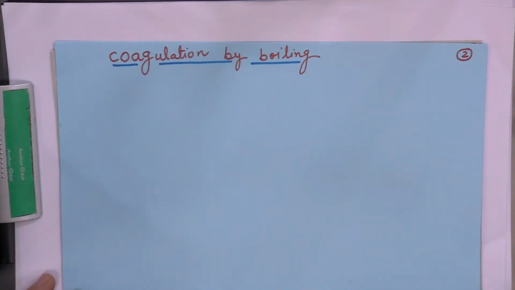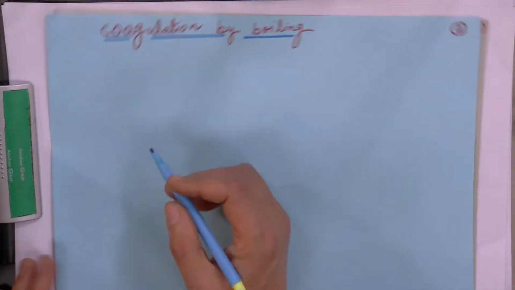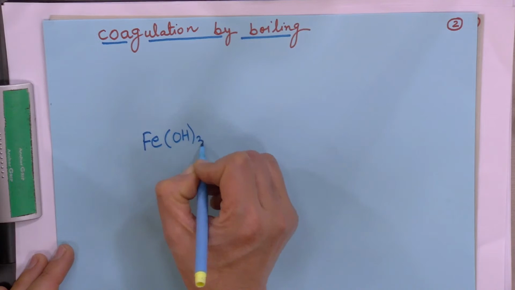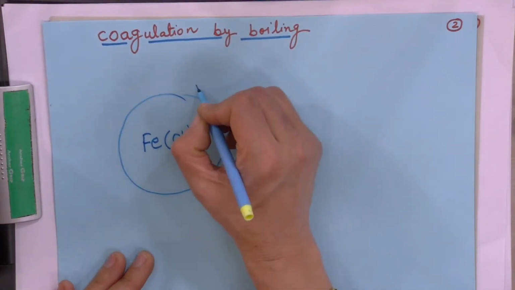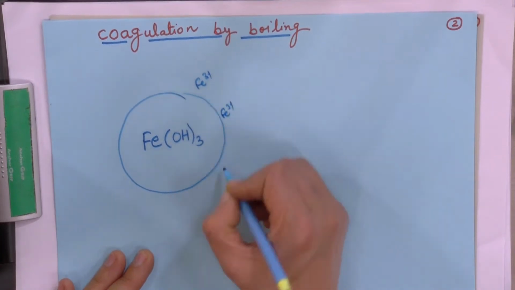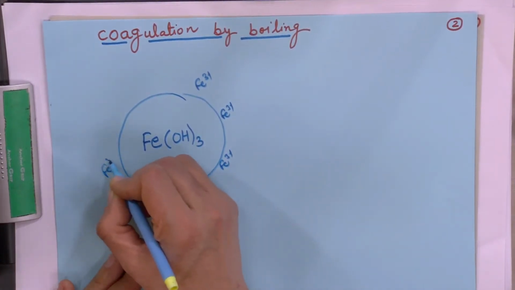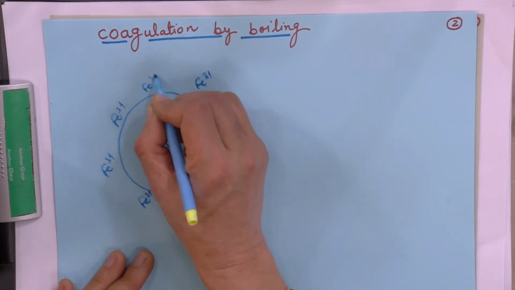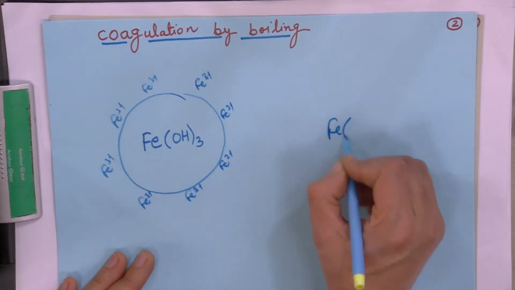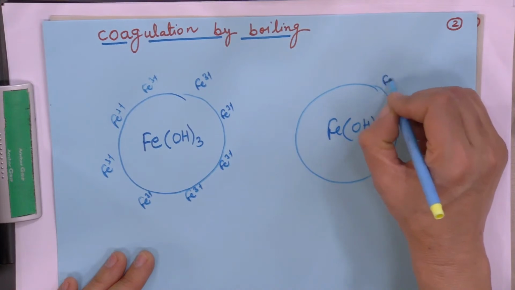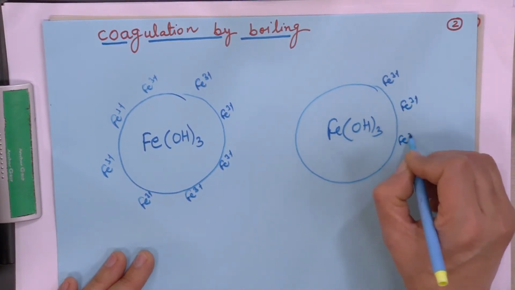Second technique of coagulation, it can be done by boiling also. I'll take one of them, ferric hydroxide. This is my ferric hydroxide, and as I have told you earlier, this is a positively charged colloidal solution. These are ferric ions which are adsorbed. Preferentially they adsorb the common ion around it, so ferric ions are adsorbed around it and it is quite stable. This is another particle of colloid, also ferric hydroxide. We have taken a single solution, and again positively charged particles are adsorbed around it.